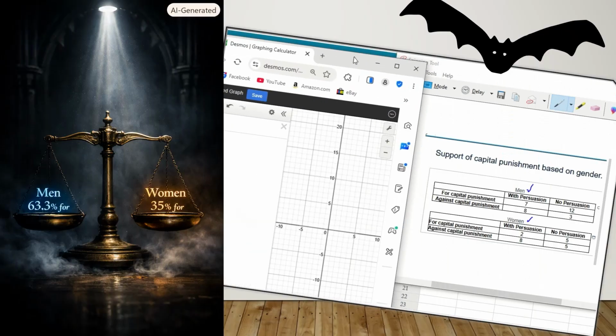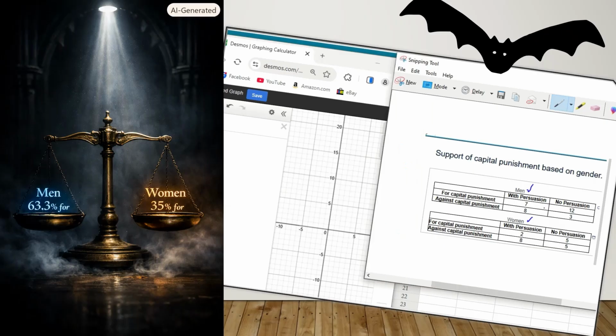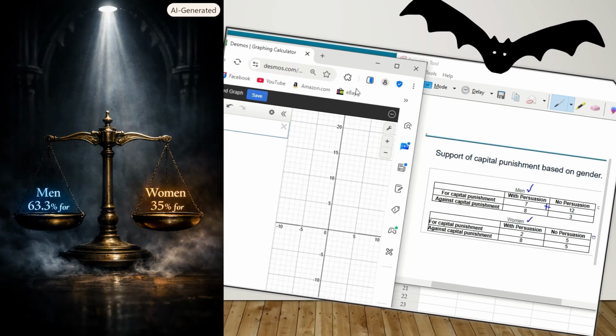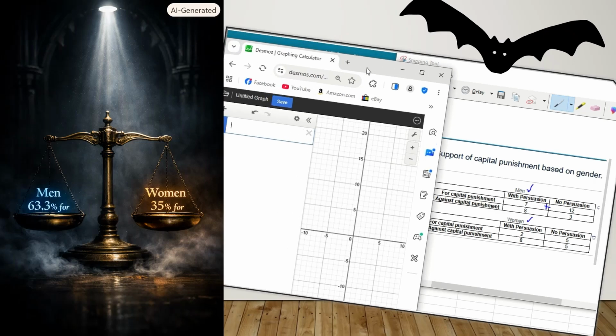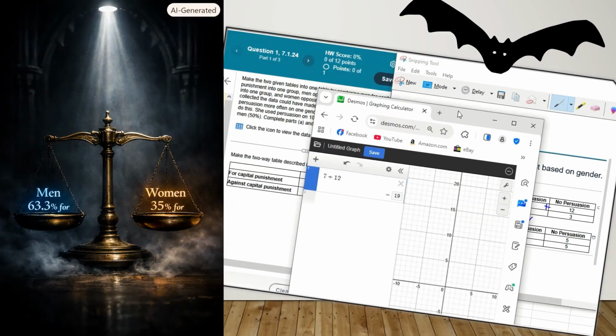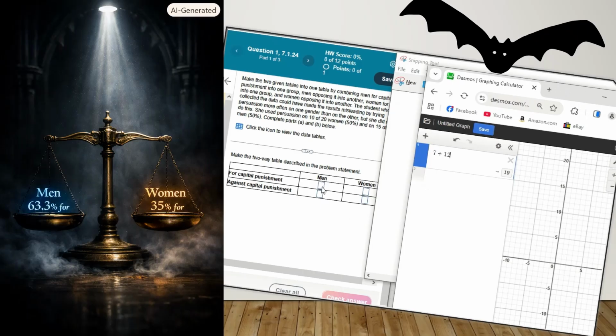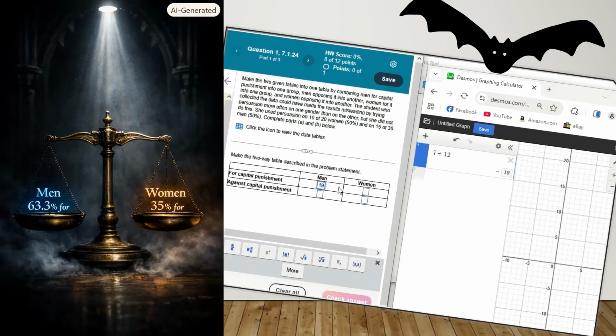would be to add up all of the men who are for capital punishment, and that would be 7 plus 12, and we got a 19. So that would go right here. And I'm just doing part A here, where it was asking us to make the two-way table based upon this data. Then we'll read the problem more clearly, what they're asking. So that's the first step.